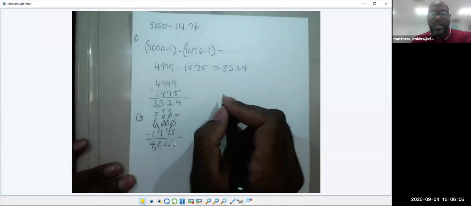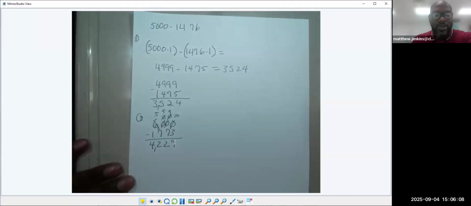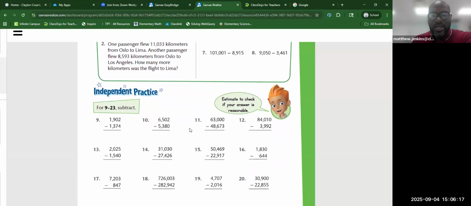Okay, now let's look at the next example that I wanted to give. So let's say we are doing, which one did I say? 10. So we're going to do 10, which is 6,502 minus 5,380. Let me show you what it looks like on my page.